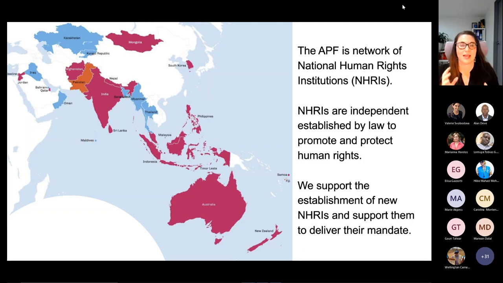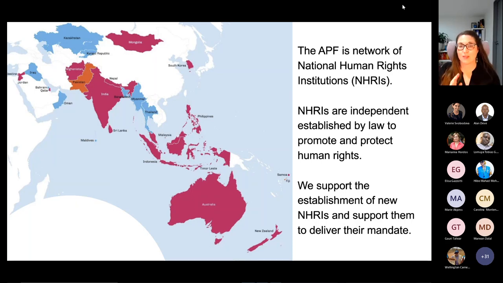NHRIs, if you're not aware of them, are independent institutions that are established by an act of parliament or by legislation with a mandate to promote and protect human rights. And it's a nice broad mandate, so they can do this in several different ways. They have several different functions, such as investigating complaints of human rights violations. They might be advising their government on policies from a human rights-based approach. And a key function that NHRIs have is to undertake human rights education, to promote and protect human rights. So in this way, NHRIs act as the protection gap in a lot of different ways. They hold a mirror up to the state and make sure that the state is meeting its obligations to also provide for human rights as duty bearers.